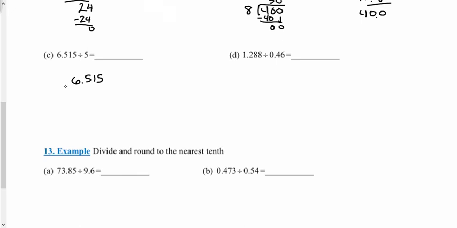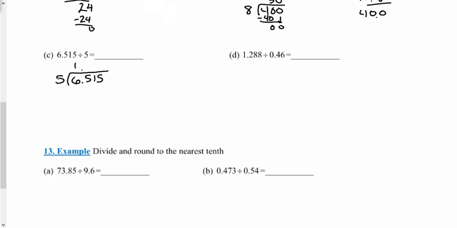6.515 divided by 5. You'll notice that nothing needs to change on this because this is a whole number already. If it wasn't a whole number, then we've got to move some things around. We don't have to. So I'm going to, first of all, bring my decimal just straight up, right where it belongs. And I'll say 5 goes into 6 one time.